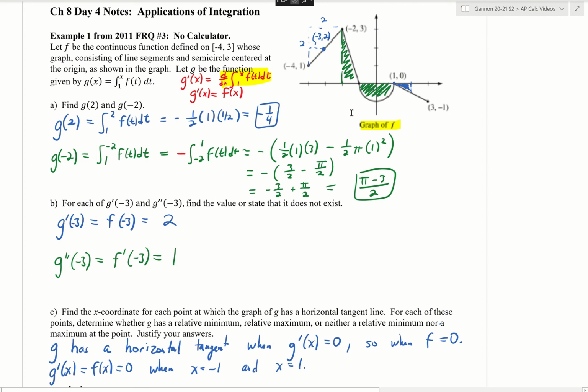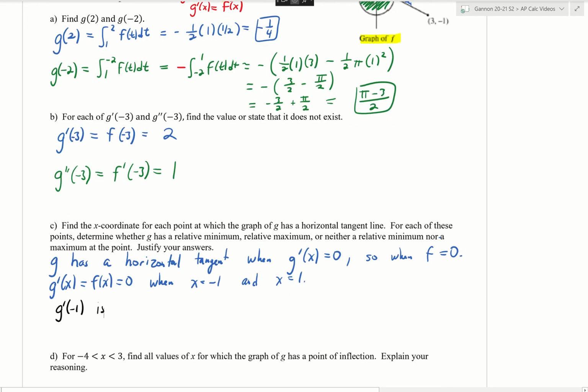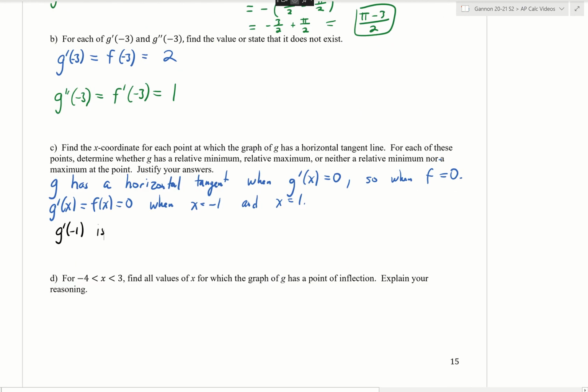That makes g prime, that makes negative 1 a relative maximum. So g of negative 1 is a relative max because g prime of negative 1 changes signs from positive, well, let's go ahead and write it out, from positive to negative.